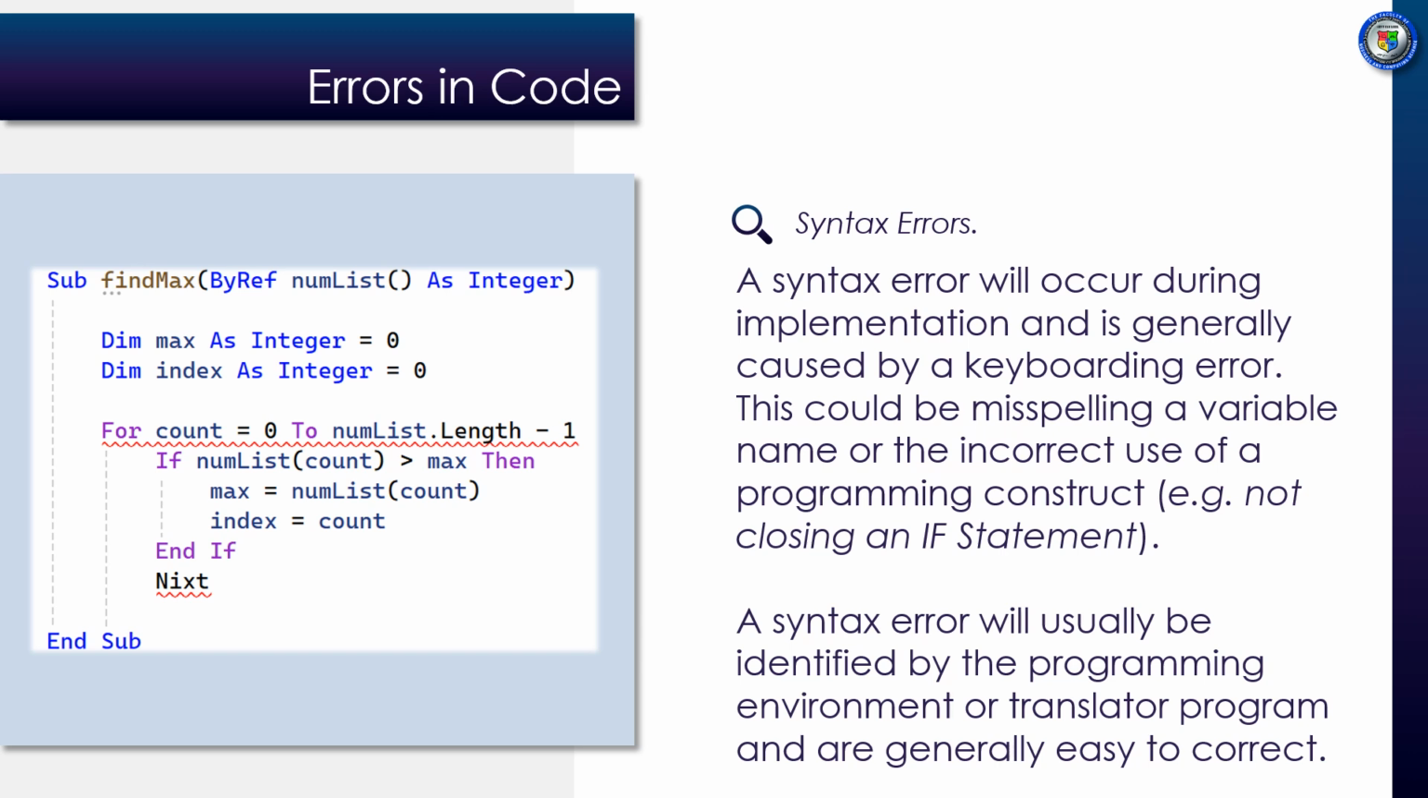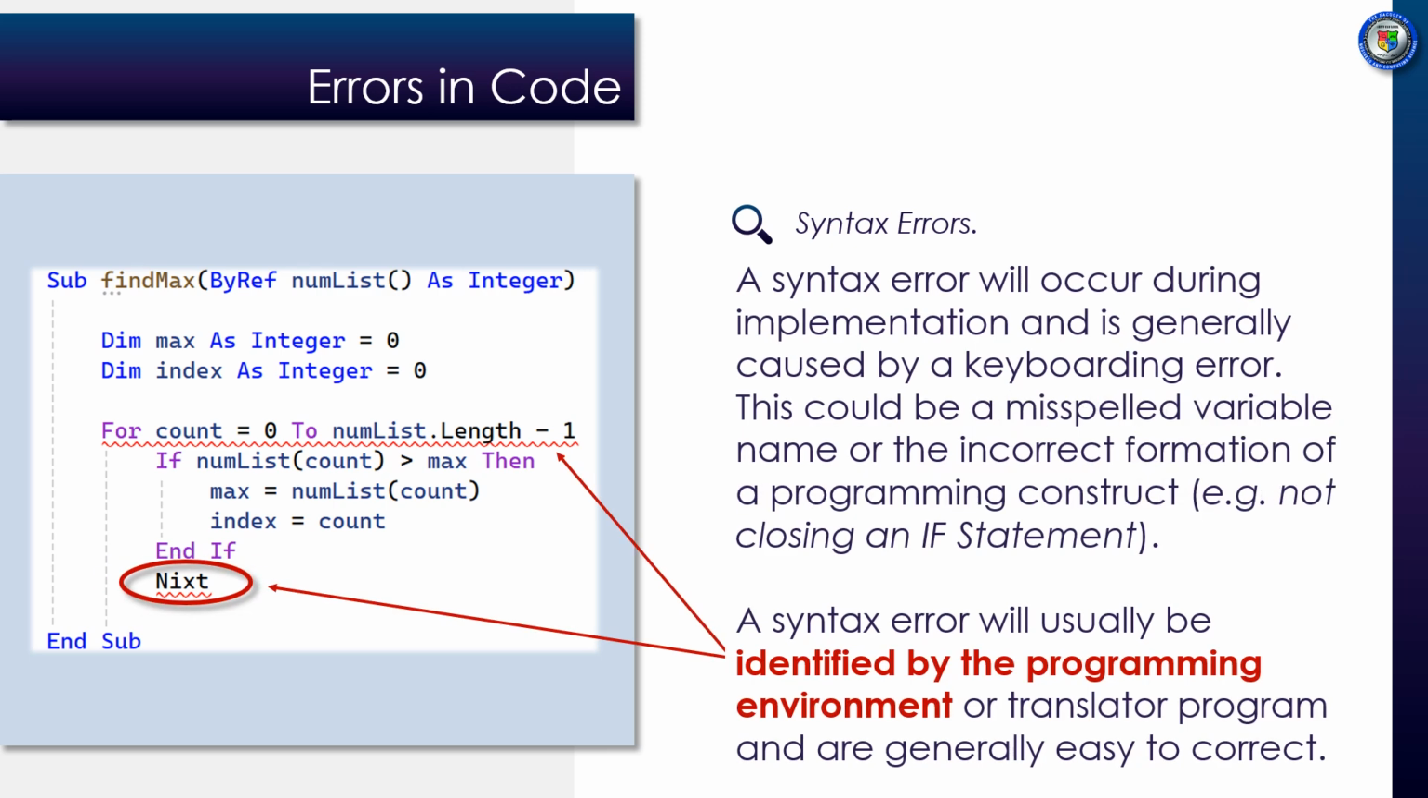Syntax errors will occur during implementation and can be caused by keyboarding errors. This could be misspelling a variable name or the incorrect use of a programming construct, for example, not closing an if statement. A syntax error will normally be identified by the programming environment. These are generally easy to fix and are highlighted. In this example, we can see that next has been misspelt, causing this syntax error.